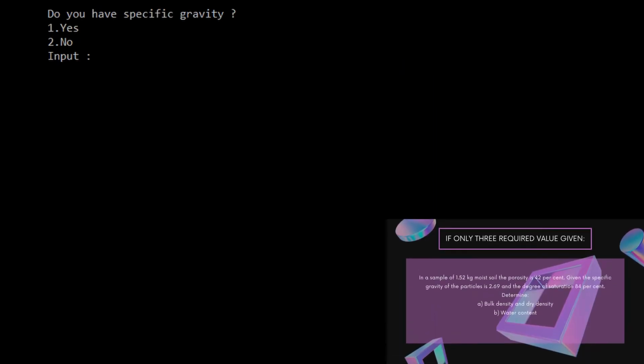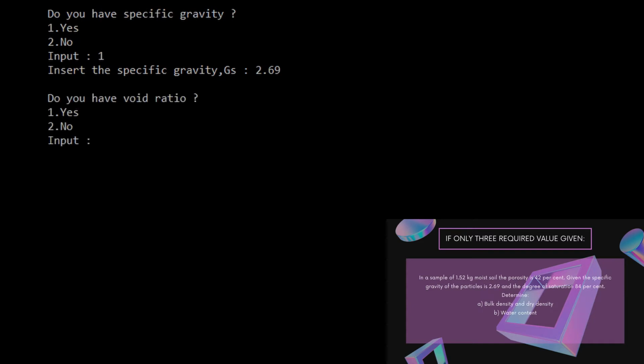Firstly, the system will ask for specific gravity. In our question, we are already given the specific gravity, which is 2.69. So our input will be number 1 for yes. Then we just insert the value of our specific gravity. Next, the system will ask for our void ratio. In our question, the void ratio is not given. So for the input, we will enter number 2 as we don't have the value.